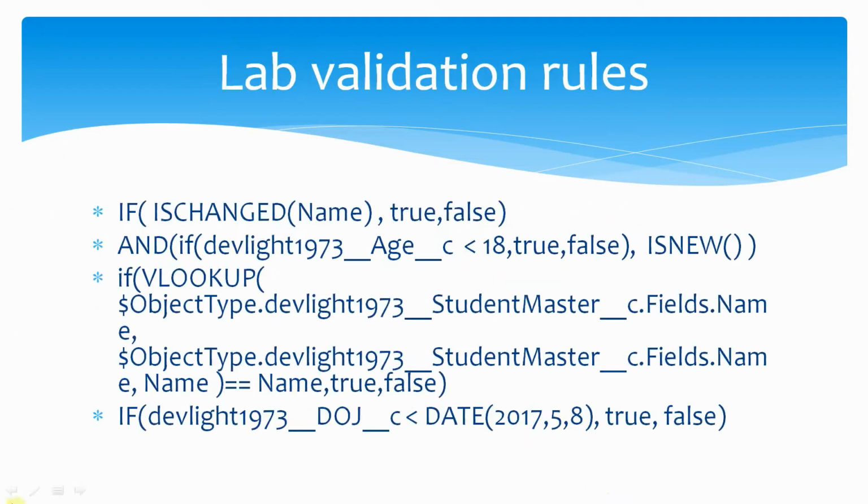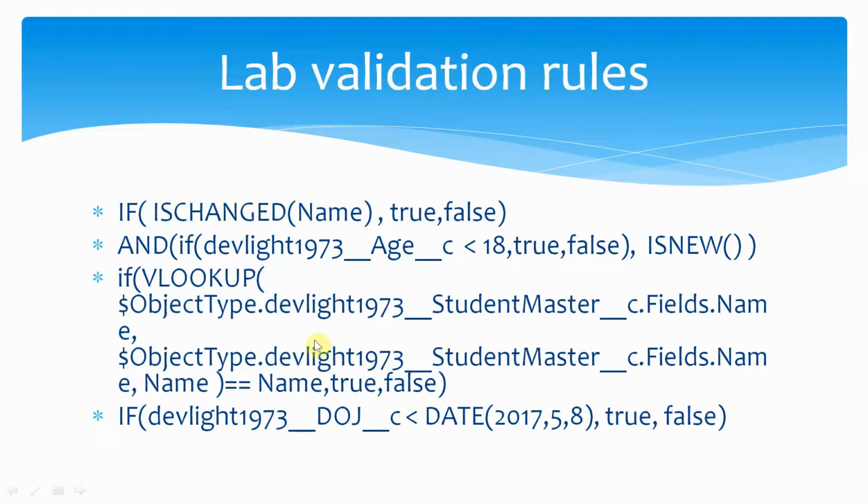The first one is checking ISCHANGED on name. ISCHANGED is an internal function that Salesforce gives us. It's going to check for the field, and if it is true, then it's going to stop. The next one checks for age. If you see, __c is a custom field. If it is less than 18, we also added ISNEW, so that this validation happens only in the new mode, when a new record is created, not in the edit mode.